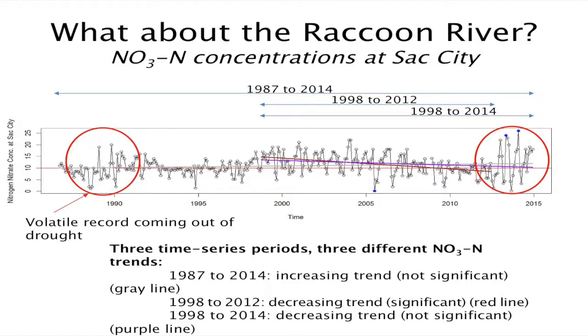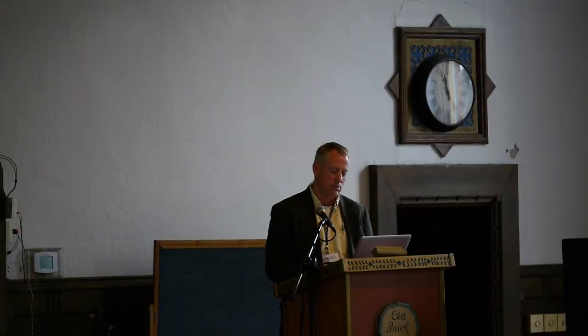As we focus on the Raccoon River, especially the area above Sac City, what have concentrations done in the area that's part of the location being sued by the Des Moines Waterworks? We actually have a longer period of record available there, from 1987 to 2014. You can divide this period of record in different ways and ask, over the last 25 years, what have concentrations done in this river?